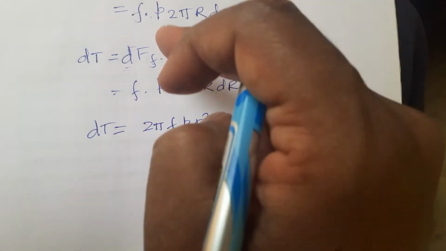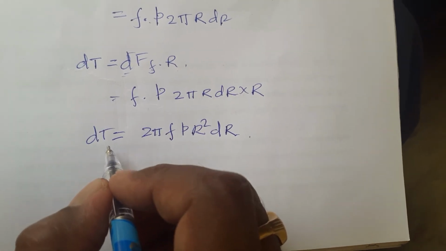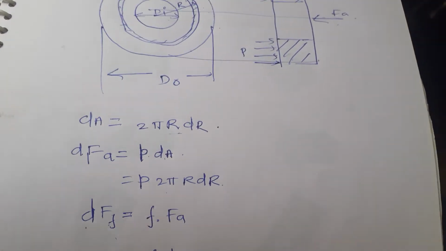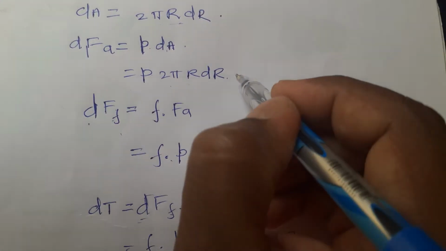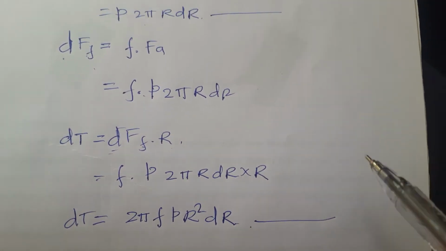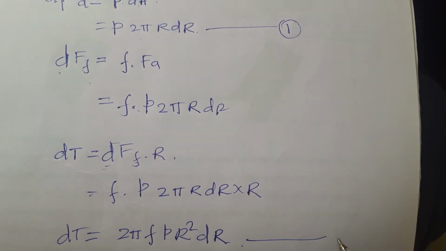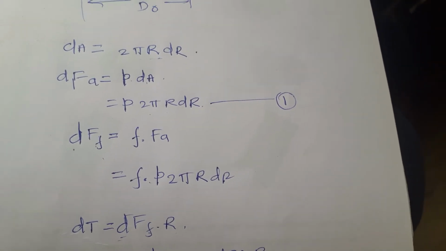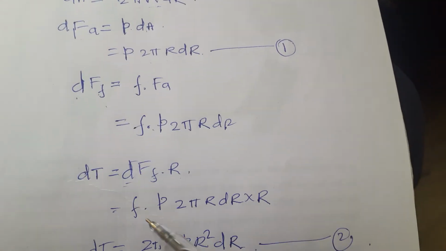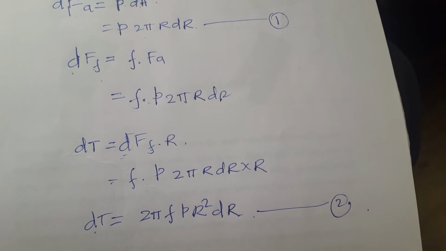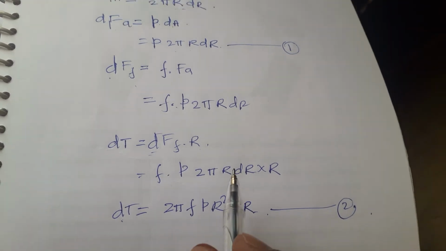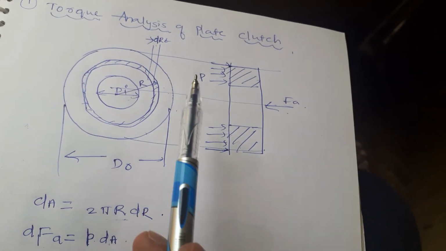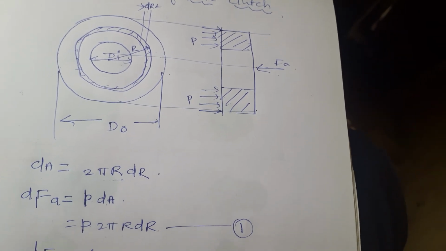To get the complete values, there are two things we should always remember. One is torque and the other is our force, that is here, Fa. We should know these two, dFa and dT. I will make this one as 1 and this one as 2. For the complete ring, what we have to do is integrate. We should integrate the force from inner diameter to outer diameter, and the same with torque, from inner to outer.